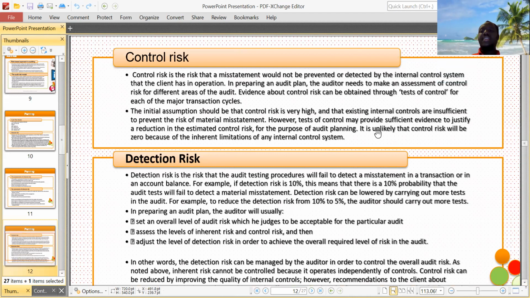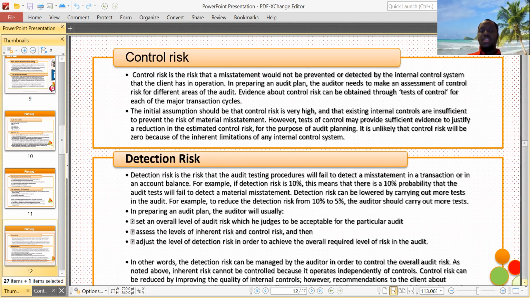We said here that it is unlikely that control risk will be zero because of the inherent limitations of any internal control system. Every internal control system has its inherent limitations, right? It's human beings that design the control, so it's inherently risky. So it is very, very unlikely that control risk will be zero.